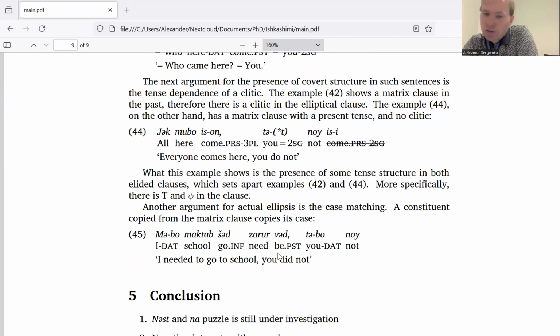And another argument for actual ellipsis is the case matching that has been discussed a lot in the literature, so I'll not pay attention to it. So a constituent copies its case from the matrix clause.